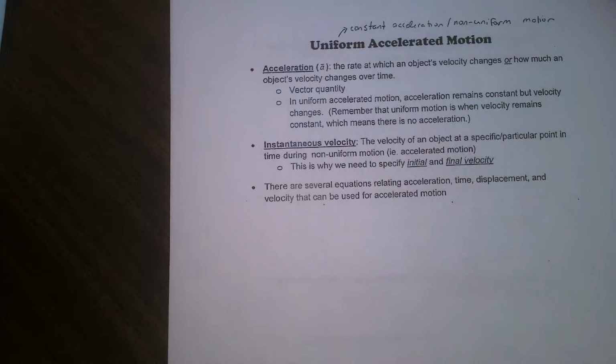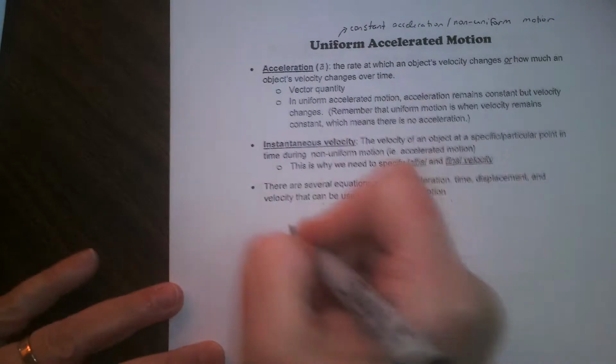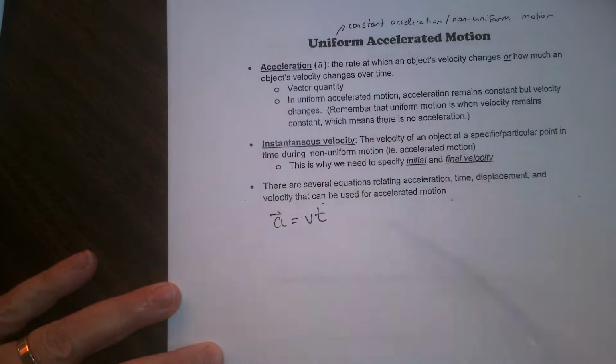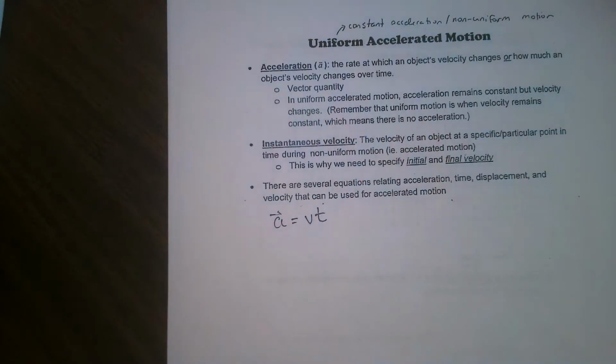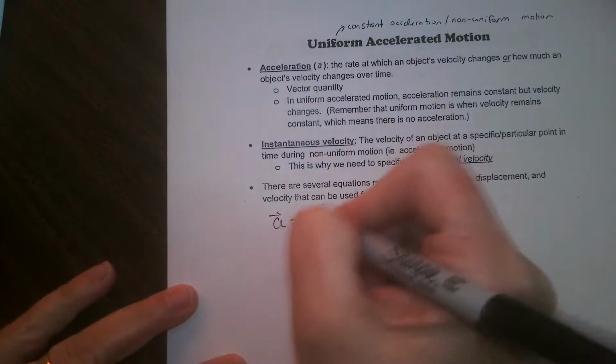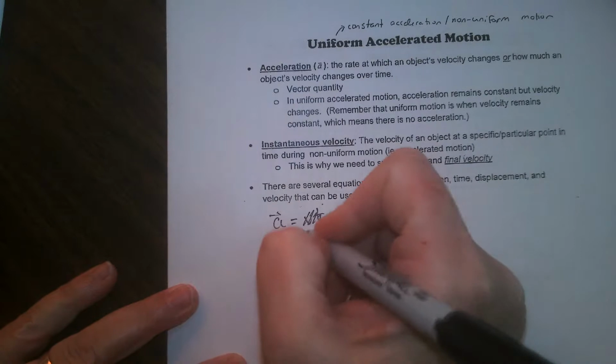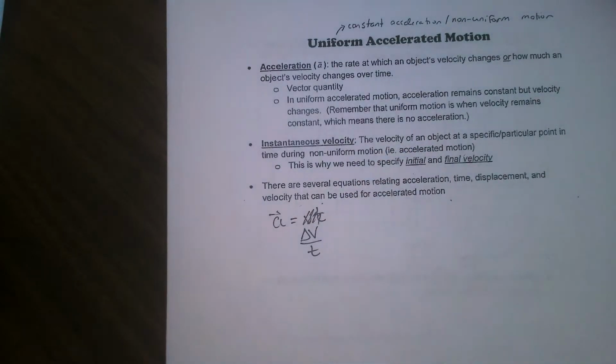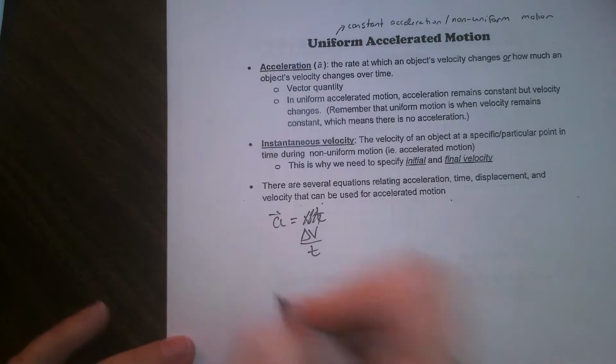All right. So the first one that we're going to look at, A is equal to V over T. V times T gives you distance. Okay, that's one.